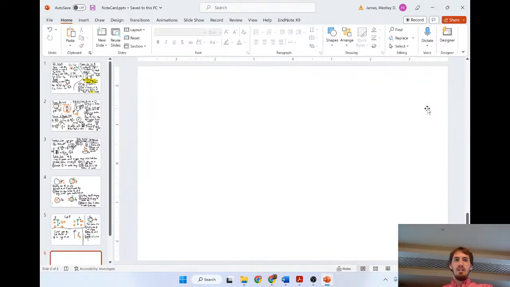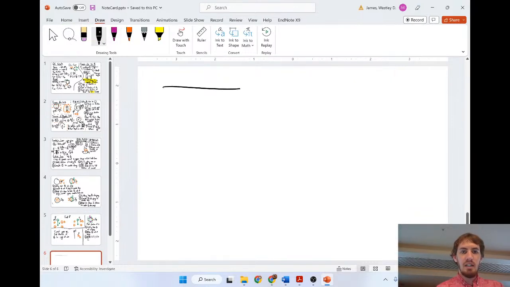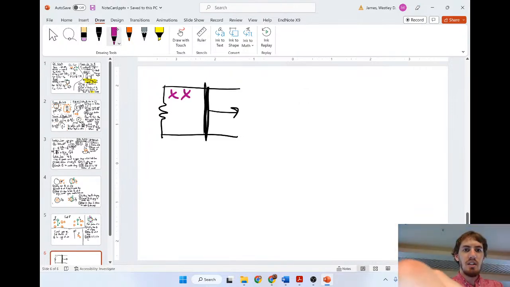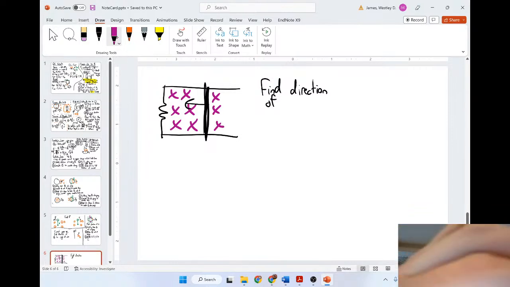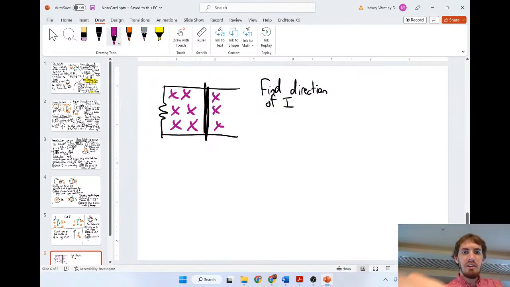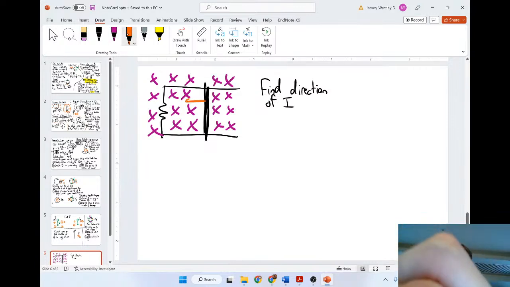Towards that end, I've got a rod. Zoom in to the right. Find direction. You know what? Let's go the other way. Find direction of I. So there's a field everywhere, all over the place, but the thing is moving that way.